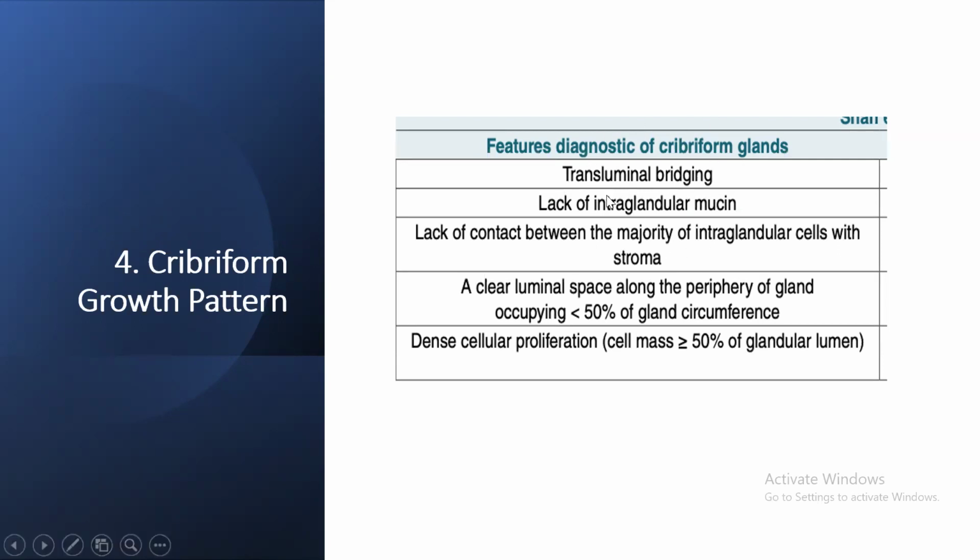So this is the criteria where we have to identify transluminal bridging, lack of any intraglandular mucin, then lack of contact between the majority of glandular cells with stroma, then clear luminal spaces which should occupy less than 50% of the glandular circumference, and then dense cellular proliferation that should be more than 50% of the glandular lumen. So when this cribriform growth pattern is there, we have to identify it and then try to distinguish whether it is atypical intraductal proliferation or IDCP.